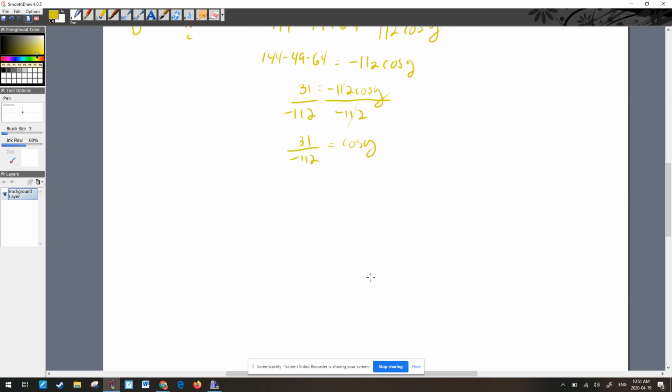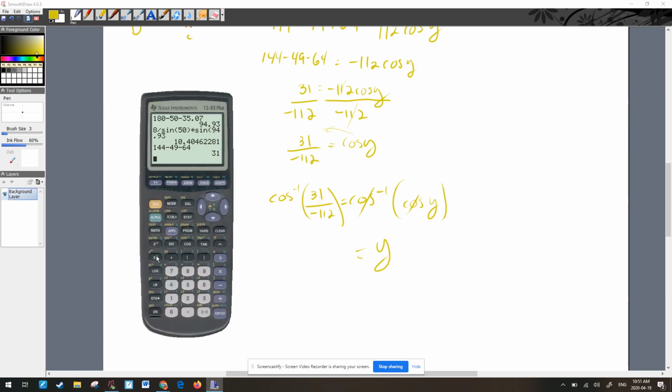Closer, I want to get y all by itself. Right now, y is being cosined. The opposite operation of cosine is cos inverse. So I'm going to pop that over. It's not what actually happens, but it's going to be on the next line: the cos inverse of 31 over negative 112. What we really did is we took the cos inverse of both sides. So I'm going to show that: cos inverse of the cosine of y. Those are going to go away, they're inverse operations, and I'm left with y equals.